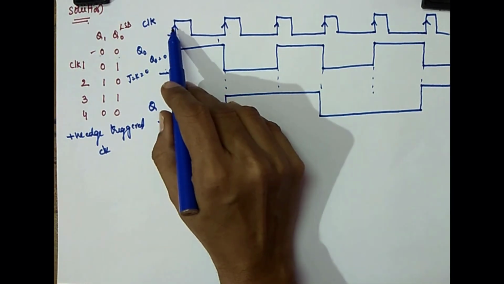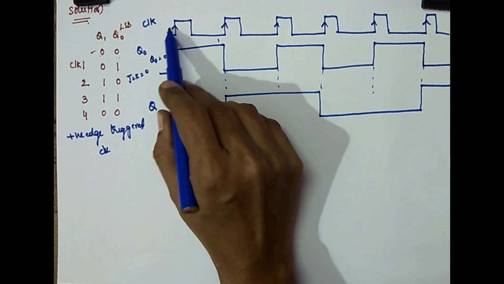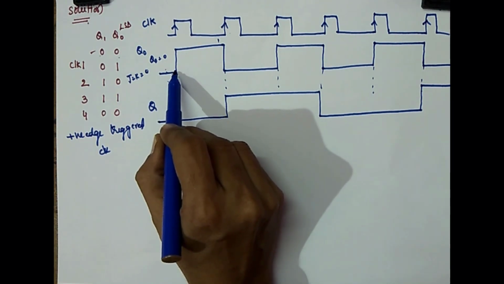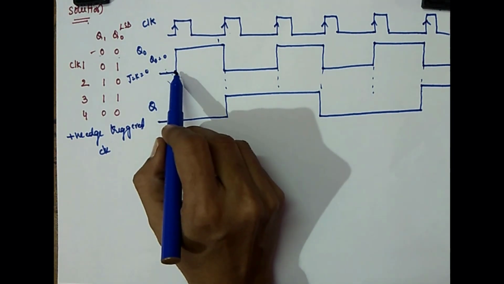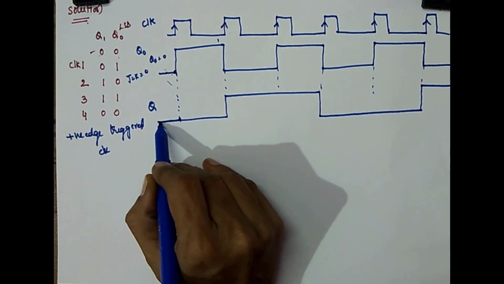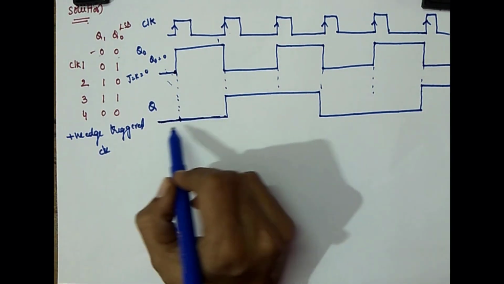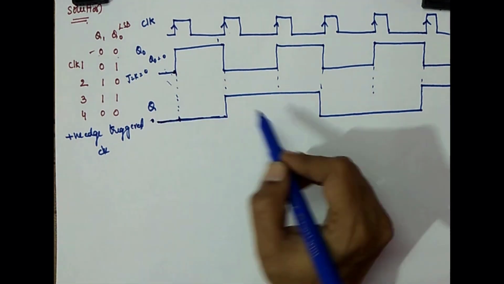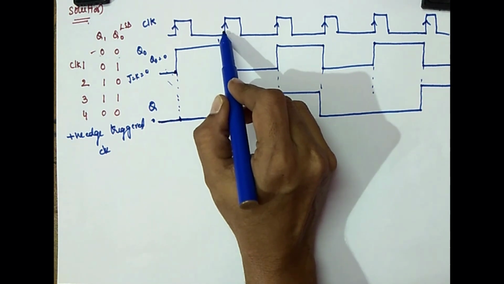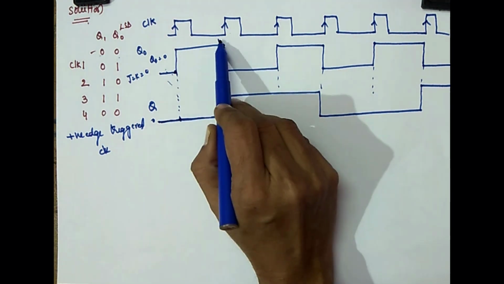So now at this first clock pulse, what happens at the positive edge? What about your Q0? Your Q0 is 0 only. So as Q0 is 0, your J and K are 0. So the circuit will remain at 0 only.